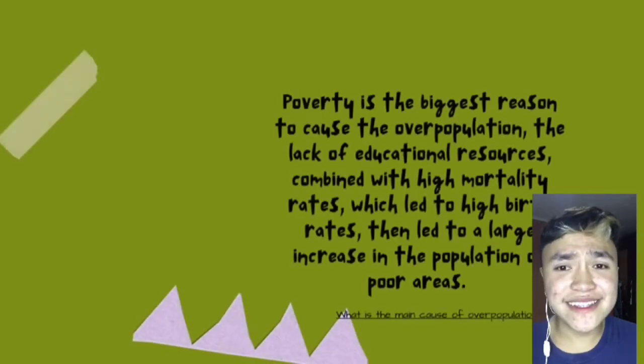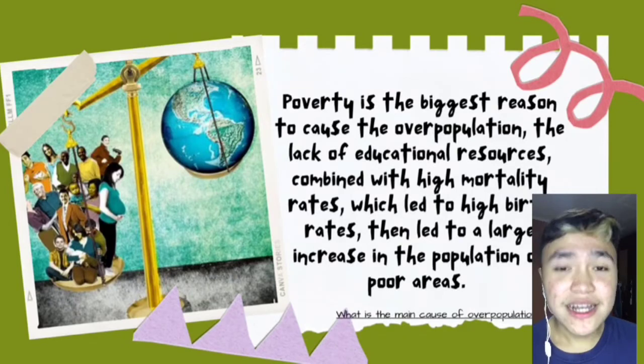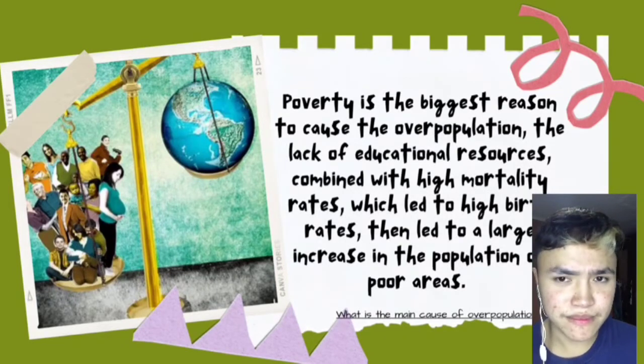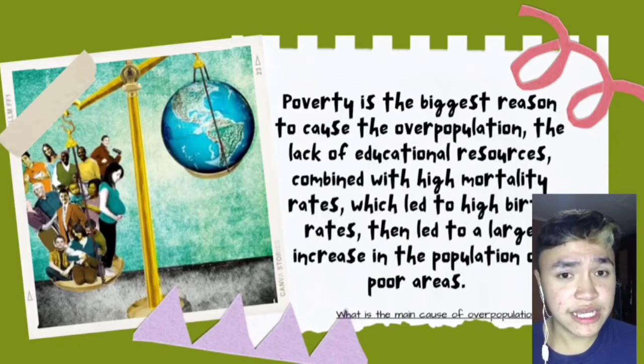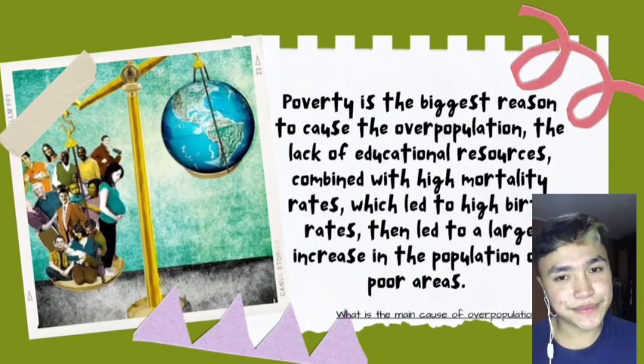Now, what is the main cause of overpopulation? According to research, poverty is the biggest reason for overpopulation. The lack of educational resources, combined with high mortality rates, led to high birth rates, which then led to a large increase in the population of poor areas.